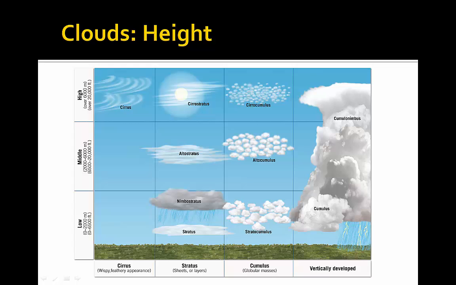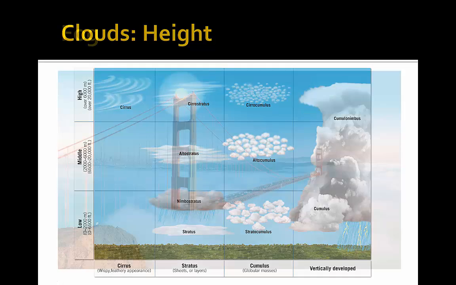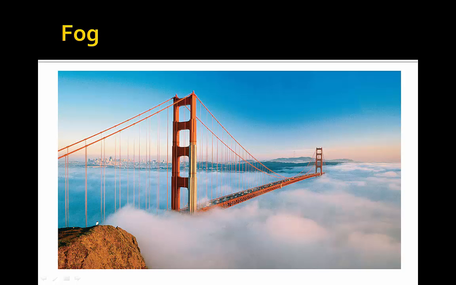Some books will consider fog a boundary between clouds and dew. Your book considers fog to be a type of cloud in which the bottom is at the Earth's surface.